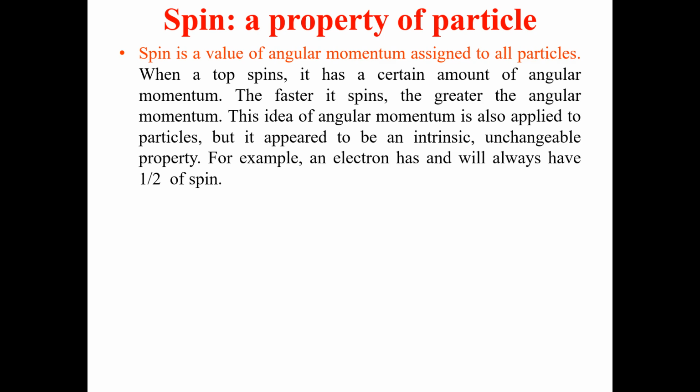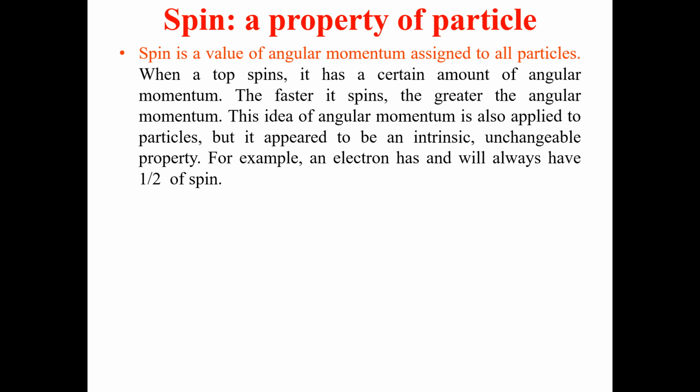Spin is basically a property of the particle. So what is the spin? Spin is a value of the angular momentum assigned to all particles. We have particles and their antiparticles, and all these particles have some very basic properties, which include spin. Spin is basically a value of the angular momentum assigned to all particles.